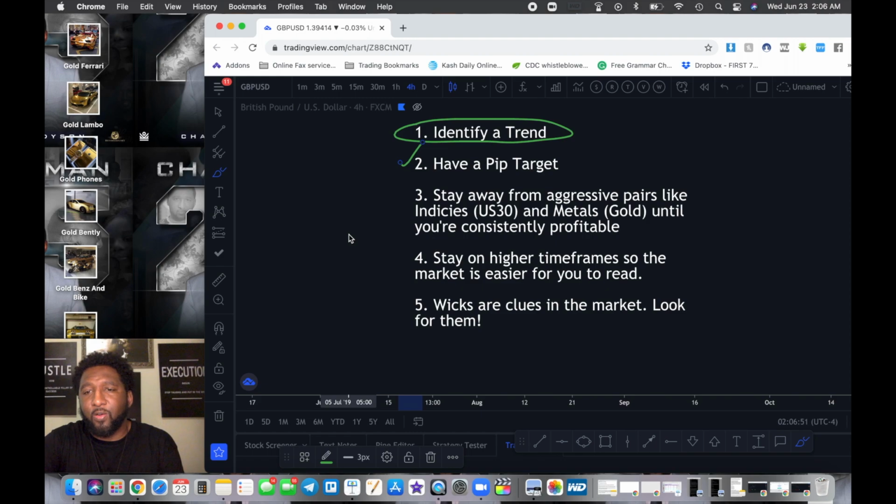Stay away from metals like gold and silver until you are consistently profitable, until you have a sizable account where you can afford to trade those things. Like I said, you don't want to be trading on a 3-minute, 5-minute, 1-minute, 15-minute chart, any 30-minute, all those charts, leave them alone. Go to the 4-hour chart and become consistently profitable, okay? That's what you want to do. Number four, stay on a higher time frame so the market is easier for you to read. Just said that. Number five, wicks are clues in the market. Look for them. Look for the wicks. Use them.